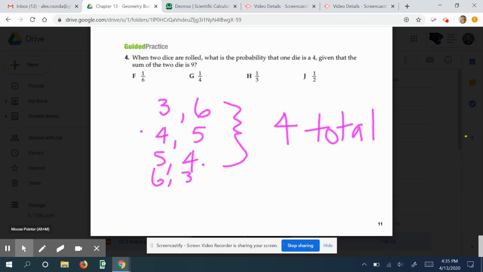Okay, so that's what I have for independent and dependent events. Hopefully it wasn't too difficult. And if you have any questions, let me know. Otherwise, I think you're ready for your assignment now.